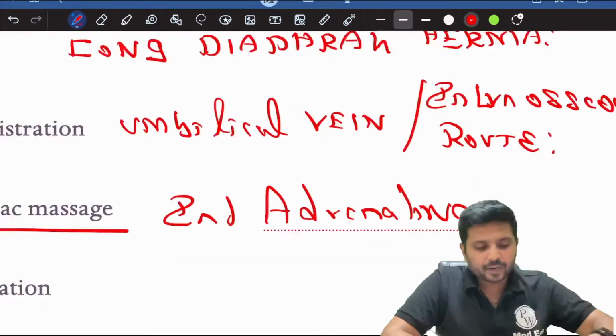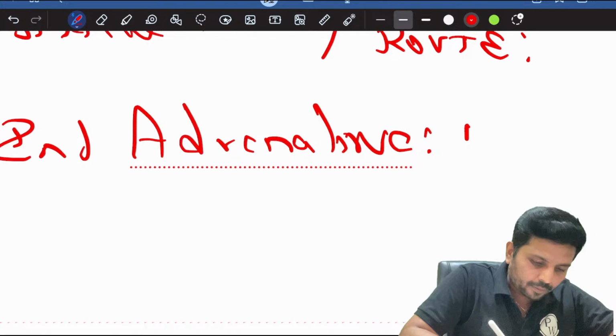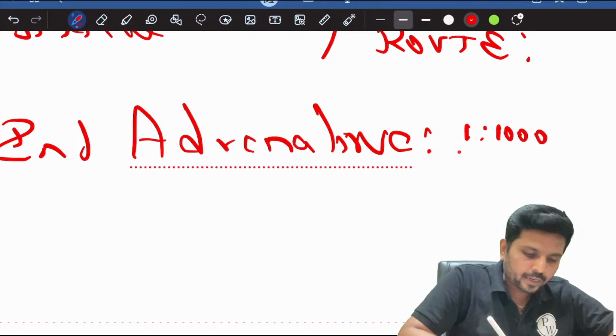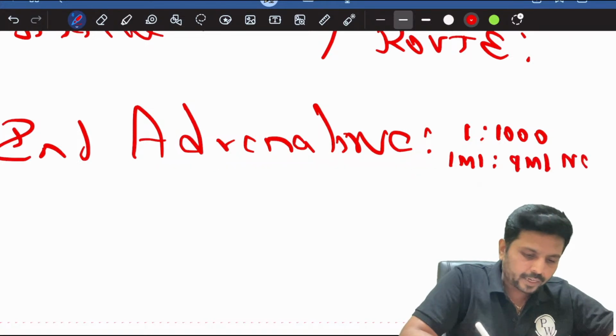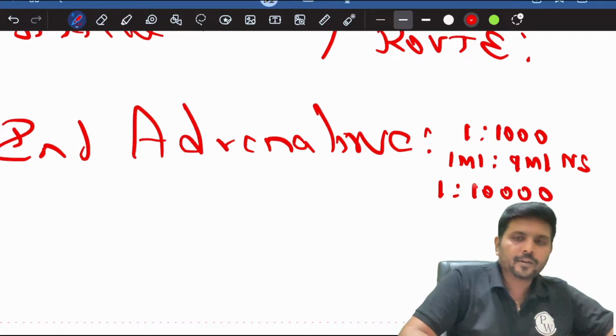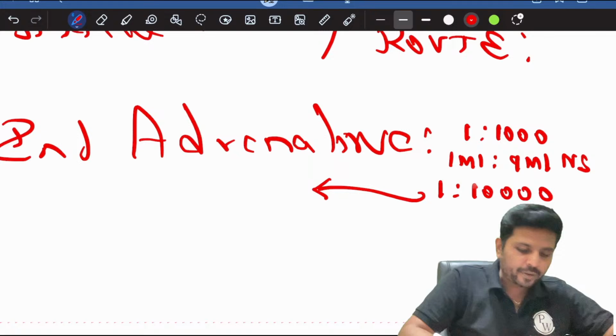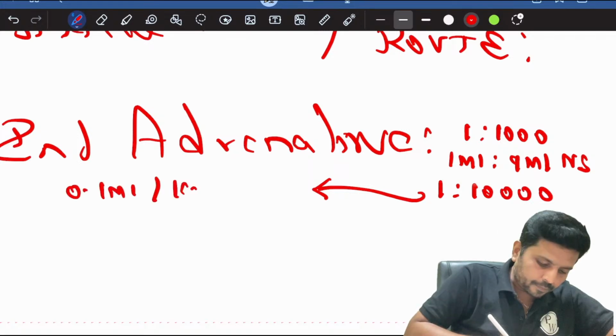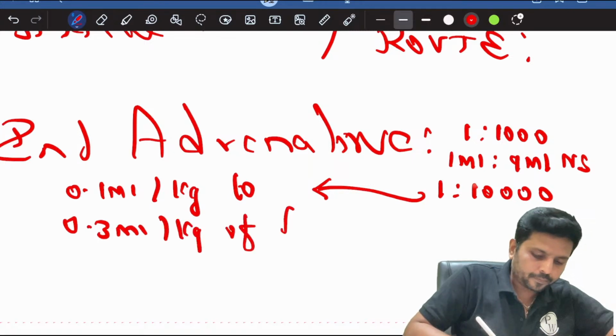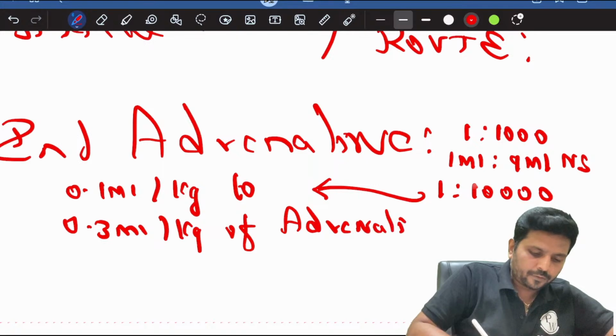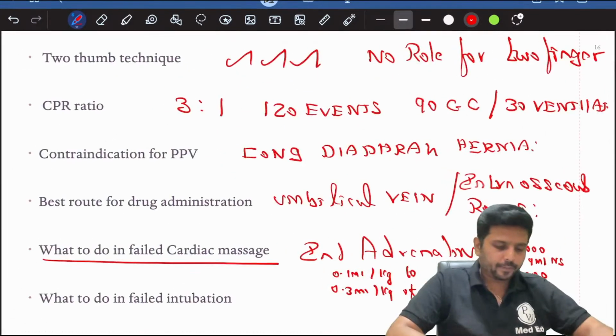Remember, the injection adrenaline available is 1 in 1000. 1 ml of that has to be mixed with 9 ml of normal saline to convert it into 1 in 10,000 adrenaline. This 1 in 10,000 adrenaline should be given at 0.1 ml per kg to 0.3 ml per kg. That is the dosage of adrenaline.